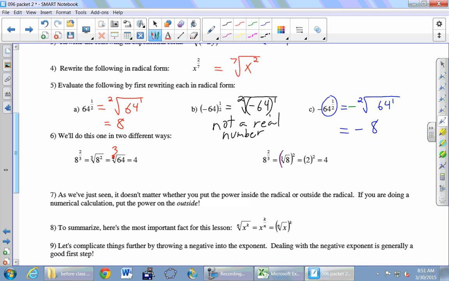How much is the cube root of 8? Is 2. So that's my 2 right there, and then it's still squared. And how much is 2 squared? It's 4, which is exactly the same thing we got over there. And it turns out it's totally legitimate to do that to the squared inside or outside. And so that's summarized in 7.